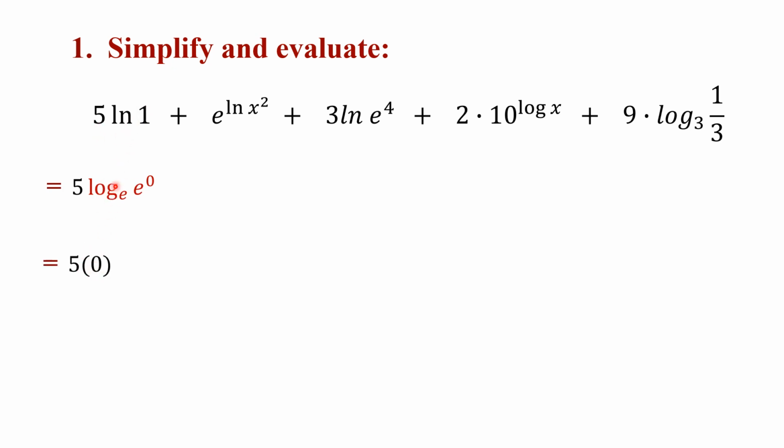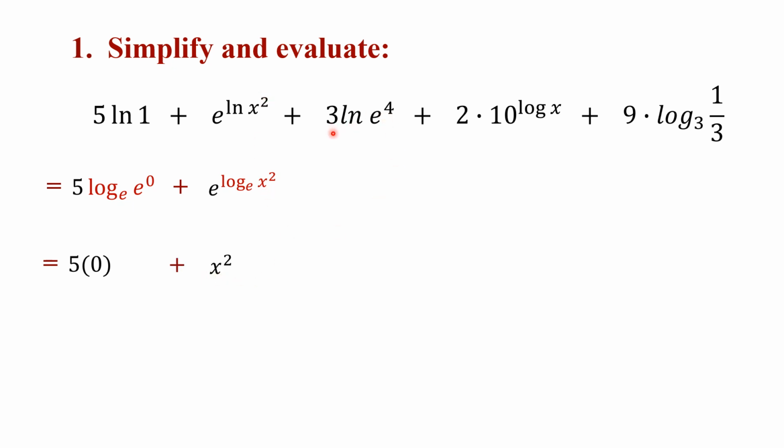So this is 0. The value of ln 1 is 0 because, as we know, ln is a log base e. Then we can write 1 as e to the 0, so they have the same base. So the answer is 0. Then for the second term, e to the ln of x squared. ln is log base e, and they have the same base, so the answer is x squared. And as I told you, when you have a combination of e to the ln, the answer is this expression. So the answer is x squared.